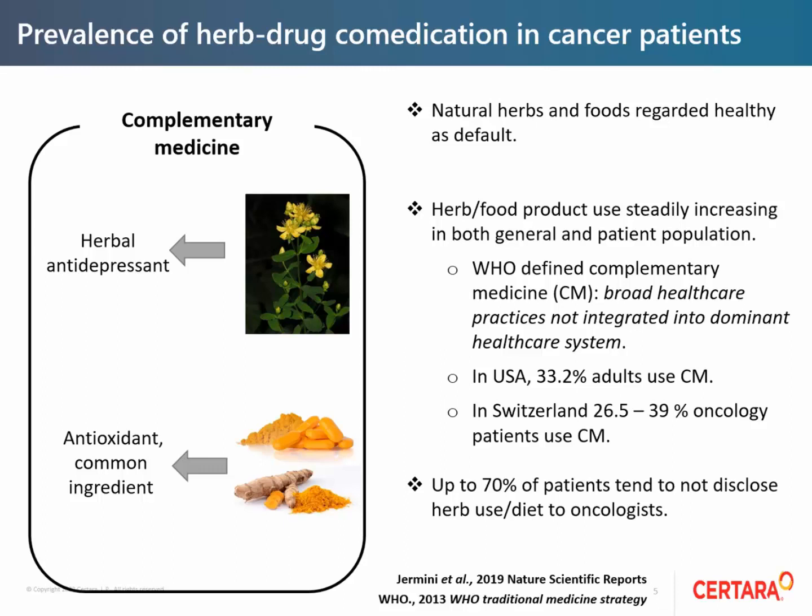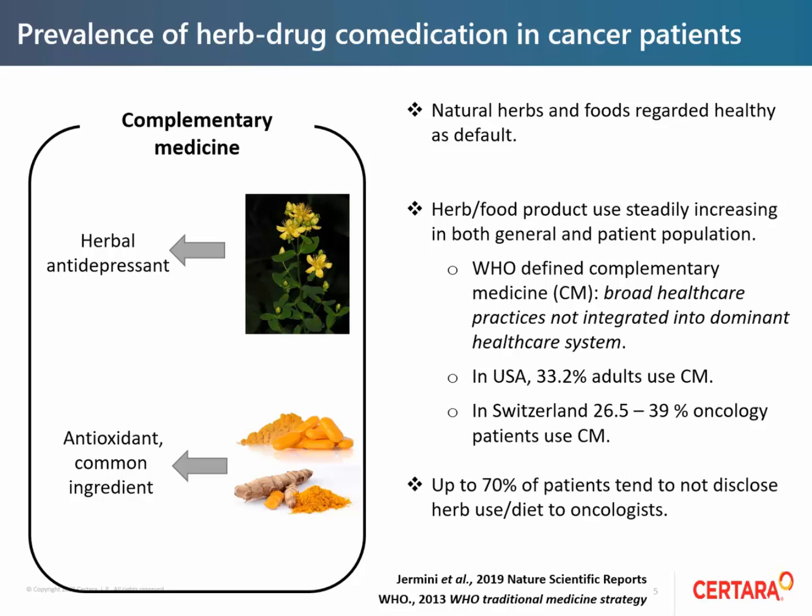So to briefly go over the background of looking into herb-drug comedication, it stemmed from the idea that natural herbs and foodstuffs are generally seen as healthier by default, from the idea that natural sources would also be inherently healthy. And as a result, certain medicinal herb use, such as through supplements, through foods, certain extract oils, are becoming prominent in patient populations, including the oncology population. Here, the WHO defines complementary medicine as broad healthcare practices that are not integrated into the dominant healthcare system. So this includes the use of these herbal and food products.